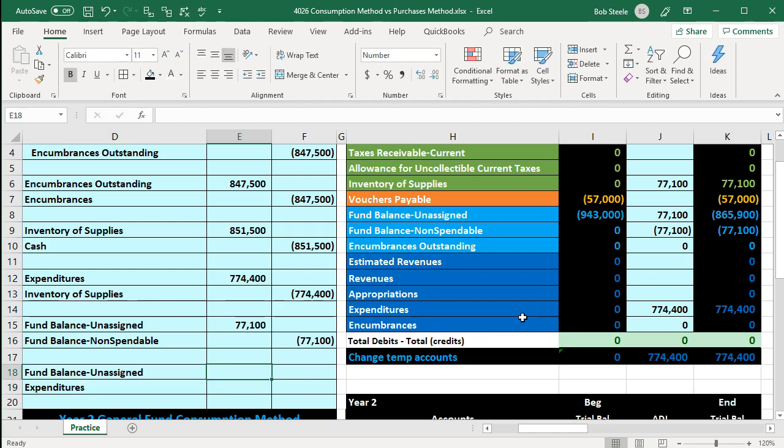And that's going to be for 774,400 to make it go down to 0. So here's the fund balance unassigned. We are in J8. We're going to double click on it, go to the end of it, plus, and then point to that 774,400 and enter.